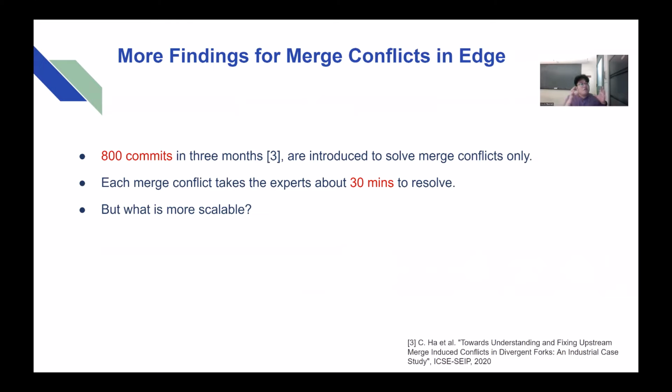There were 800 commits in a three-month range that were introduced just to solve merge conflicts, and each one of them requires an expert to inspect the commits in the upstream, so it's quite expensive to solve. But compared with this very expensive human labor, what is more scalable?